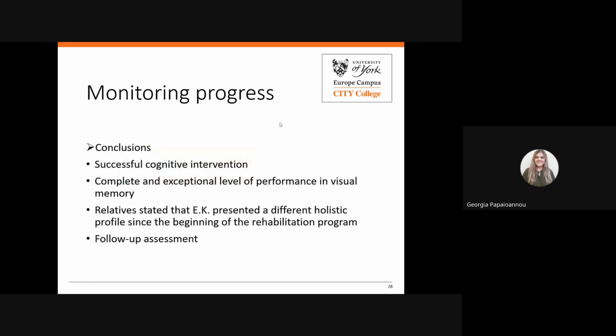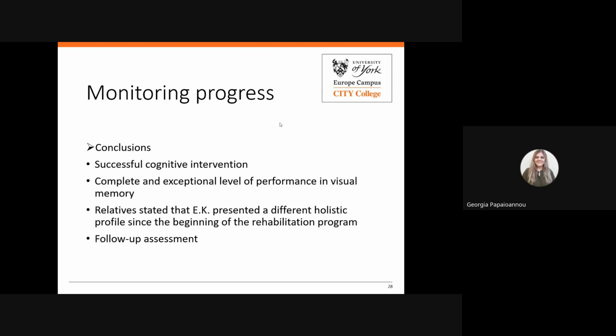So the conclusion from this monitoring progress was that it was a successful cognitive intervention. We saw gradual improvement because this was within a 3-month period of time. The most complete and exceptional level of performance, so the strongest part of this specific plan, was visual memory. We've had information from her relatives that she presented a really different holistic profile since the beginning of the rehabilitation program.